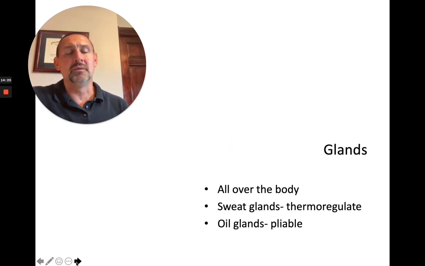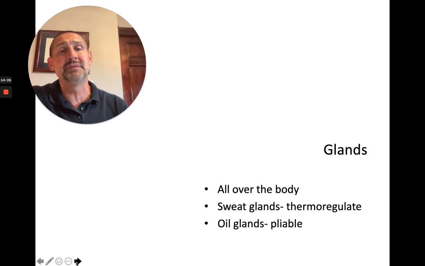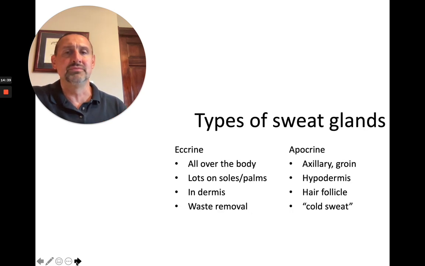Glands are also all over the body, but there's two different types of glands. There's sweat glands and oil glands. And then there's two different types of sweat glands. Sweat glands help thermoregulate. As you sweat and that sweat evaporates, that helps keep your body cool. Oil glands keep your skin and hair pliable. That means bendable, flexible, as opposed to rigid.